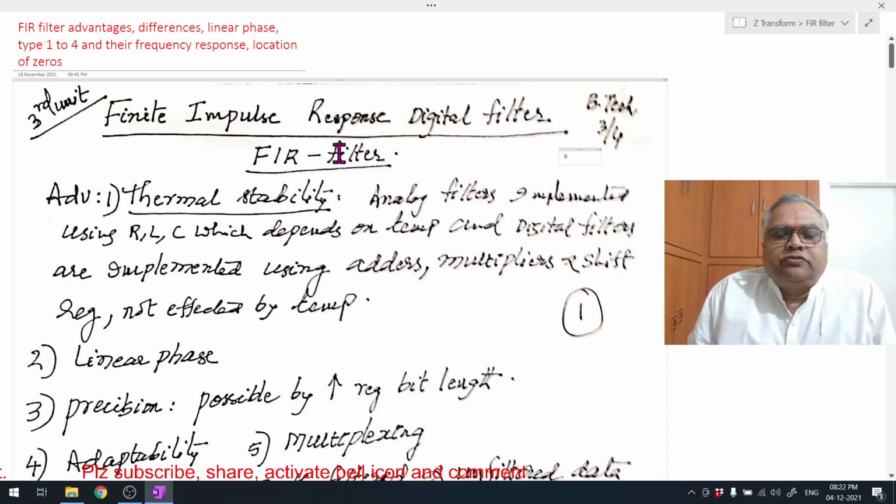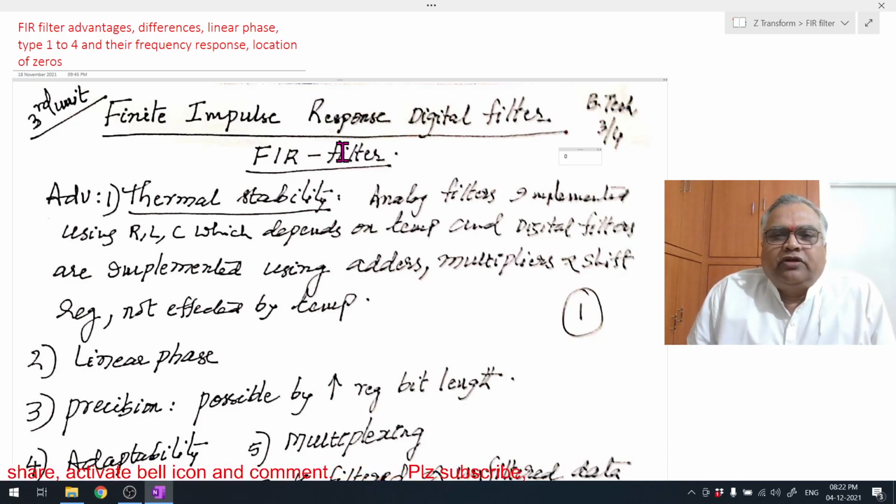So filter basically, I'll give one example of a mechanical filter. A tea filter is the best example of a mechanical filter. A tea filter separates tea powder from the tea. We want tea, we don't want tea powder. So tea powder is separated from the tea with the help of a mechanical filter. But what we are studying is the electronic filter.